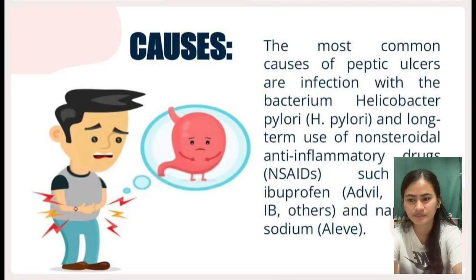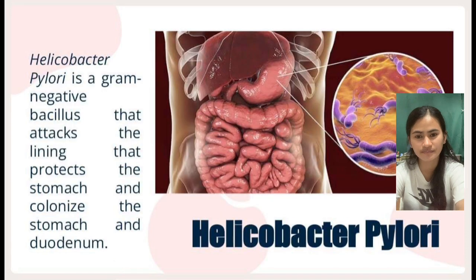What causes the peptic ulcer disease? The most common causes of peptic ulcers are infection with the bacteria called Helicobacter pylori or H. pylori, and the long-term use of non-steroidal anti-inflammatory drugs or NSAIDs such as ibuprofen and naproxen sodium. The Helicobacter pylori is a gram-negative bacillus that attacks the lining which protects the stomach and colonizes the stomach and the duodenum.